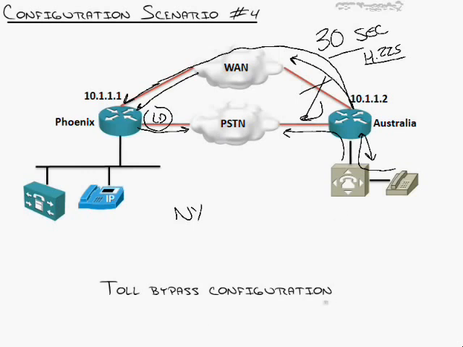So that's just an example toll bypass configuration. By the way, this is also called THO. You'll see it abbreviated that way all the time. Tail end hop off, where you're coming across the WAN and then hopping off at the tail end to the PSTN connection. I'm just going to leave it at that.